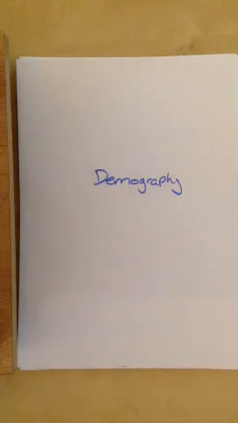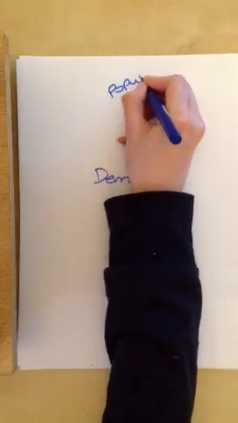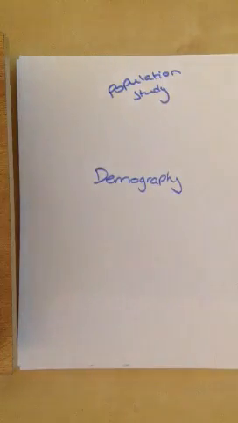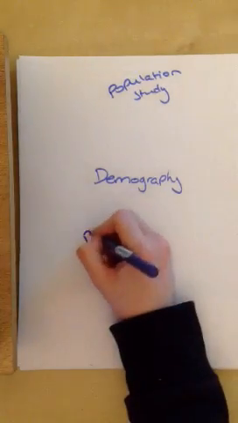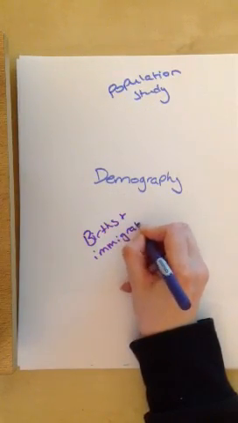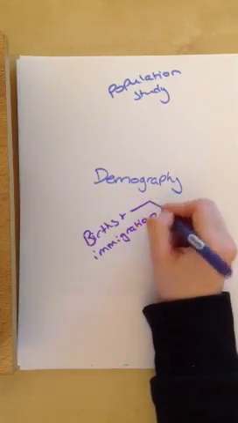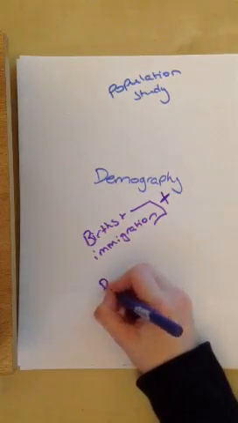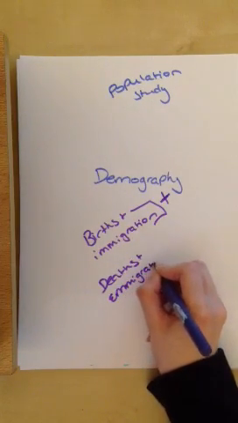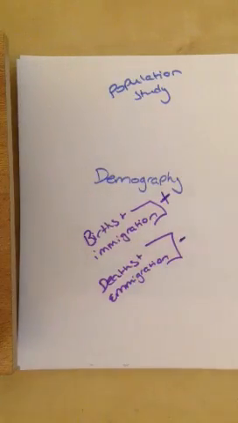This video deals with demography. What is demography? Demography is the study of population. It includes factors such as the size and growth of a population, and deals with births and immigration. These actually increase the population, and deaths and emigration decrease the population size.